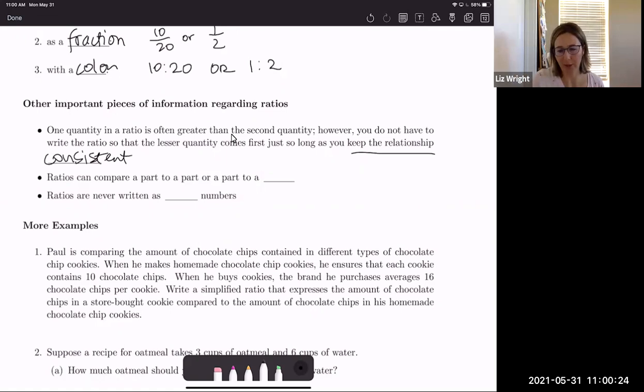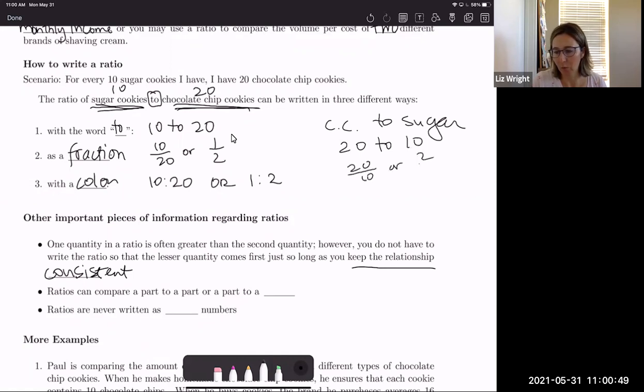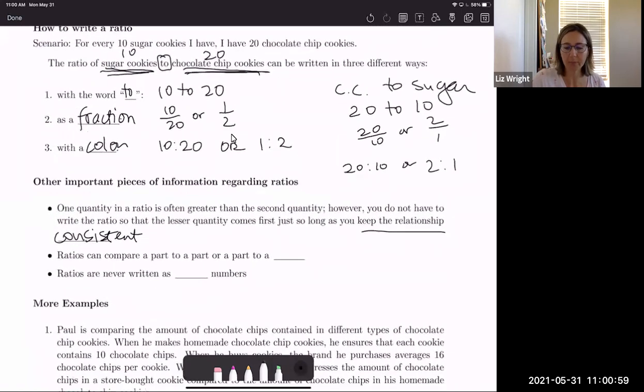Also, you've got to follow the directions. Like this one said, for sure, sugar cookies to chocolate chip cookies. If it had said the reverse, chocolate chip to sugar, all of these would have been reversed. If we were doing chocolate chip to sugar cookies, it would have been 20 to 10, or 2 to 1 relationship, as long as it's consistent. And again, following the directions.